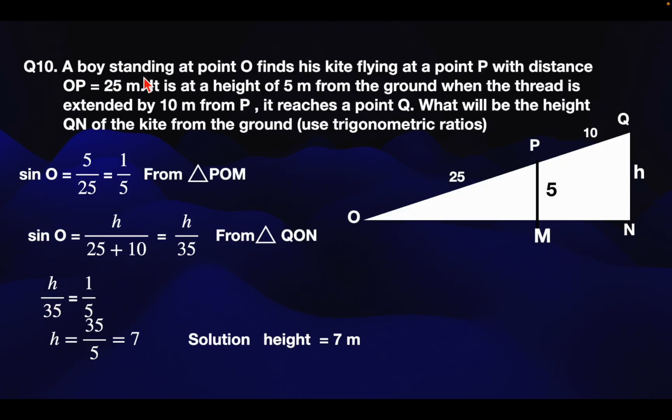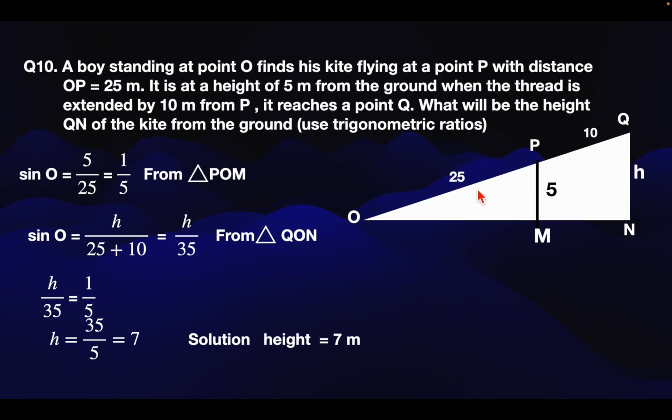Question 10. A boy standing at point O finds his kite flying at a point P with a distance of OP equal to 25 meter. It is at a height of 5 meter from the ground. When the thread is extended by 10 meter from P, it reaches a point Q. What will be the height QN of the kite from the ground? Use trigonometric ratios. So here is his first position. Then he extends the thread by 10 meters. So here is the figure.